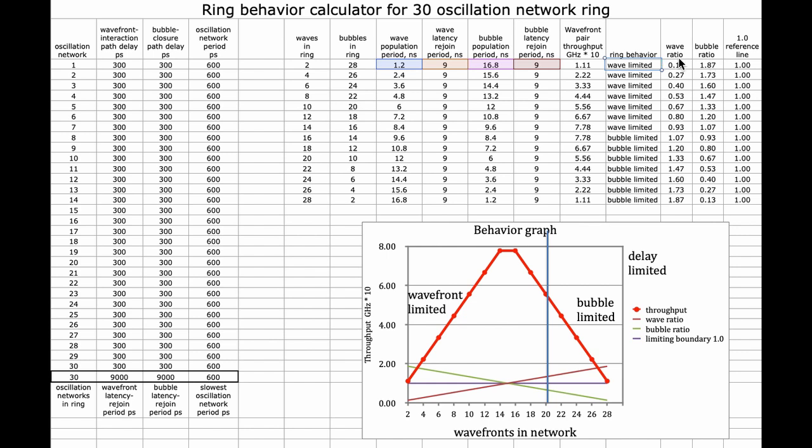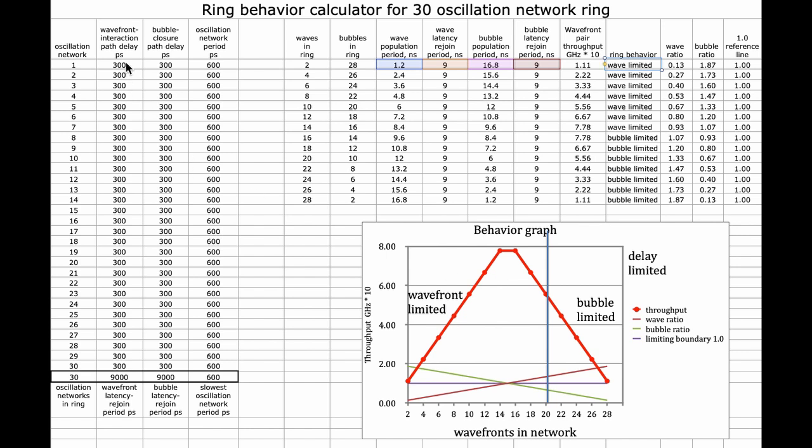And these are those ratios. So here we're wavefront limited, and then we become not wavefront limited. Here we're not bubble limited, and here we become bubble limited. Now this column just gives us the reference line for 1. And in the graph down here, the red line is the throughput line, and you can see the throughput is increasing up to 778, and then it decreases as we become bubble limited.